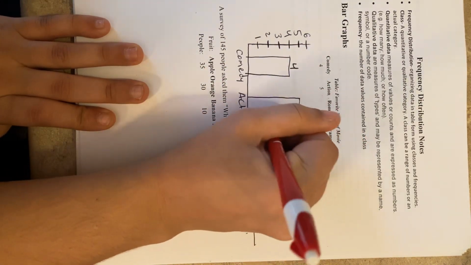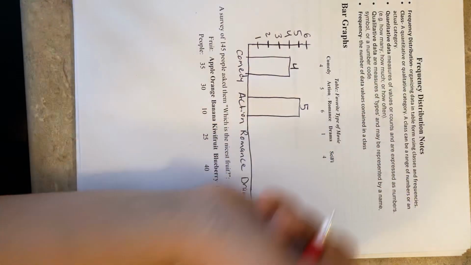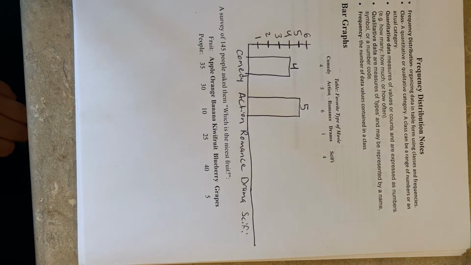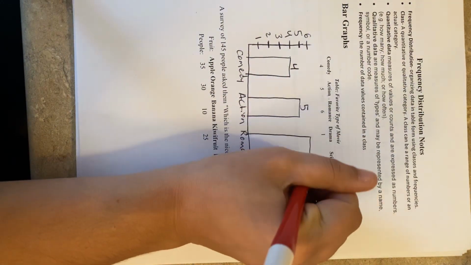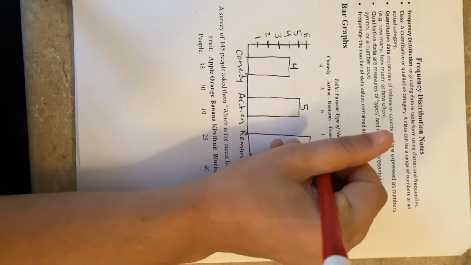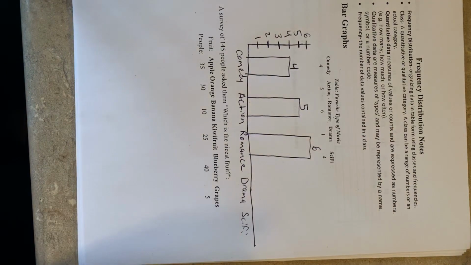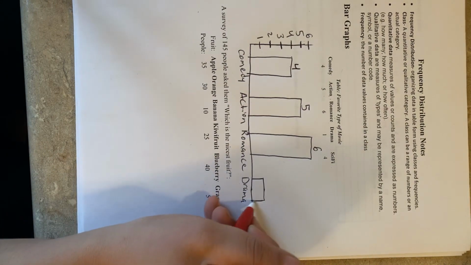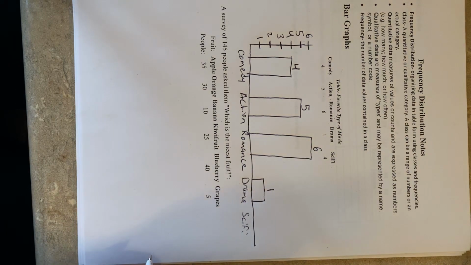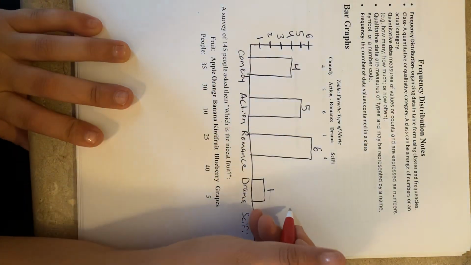Create another bar. When you're doing these, you can decorate as much as you like. You can fill in the bars with all your pretty colors, for my color people, or draw a design inside each bar, or you can just leave them blank. It doesn't matter to me. Romance is 6, so romance goes all the way up to here. Drama only had 1 person, so only 1 person liked drama movies. And then sci-fi had 4, so we're up here at 4.